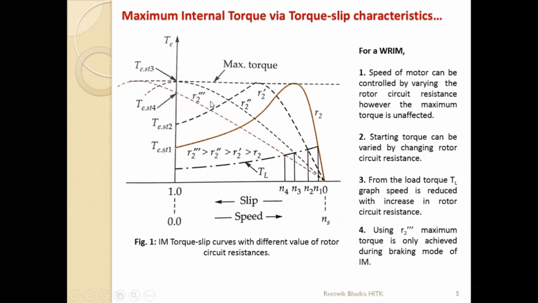Now if you go on increasing the resistance to R2 triple dash, then the mode of operation obtained over here is in the braking region. This side was the braking region, and this side was the generating region. So to obtain maximum torque in the braking region, you should choose a resistance of R2 triple dash. We are talking about the motor region only, so we will deal with R2, R2 dash, R2 double dash. Over here, the maximum torque remains the same, but your slip keeps changing.